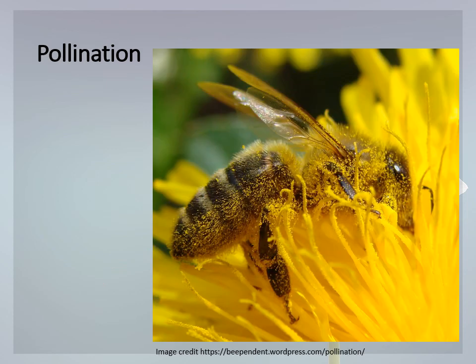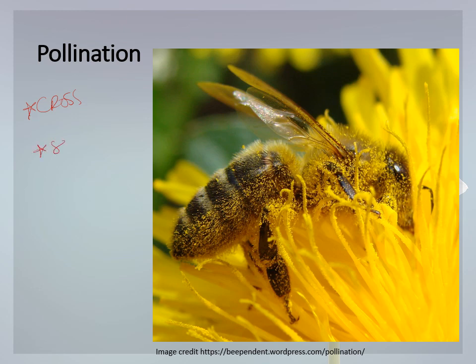Pollination is literally just the spreading of pollen from the anther of one stamen to the stigma of a pistil. Pollination can come in a couple different kinds. We have cross-pollination. This is generally preferred by plants, where we are taking pollen from one anther and taking it to the stigma of a different plant so that we can increase genetic variation in that species.